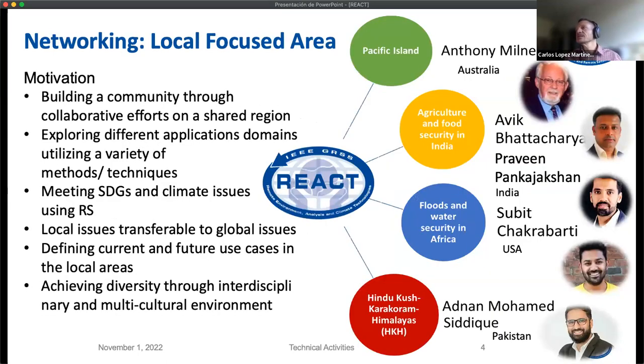So basically, this is how we divide ourselves today. How do we structure our domain? The different small working groups of React deal with different areas of interest. Here we have four: how climate change may affect Pacific Islands, how climate change may affect agriculture and food security in China, how floods and water security are affected in Africa, and finally, how the Indus Karakoram Himalaya is affected by climate change. Here you can see the different responsibles. But what we do is basically to provide the forum to drive activities in this domain.